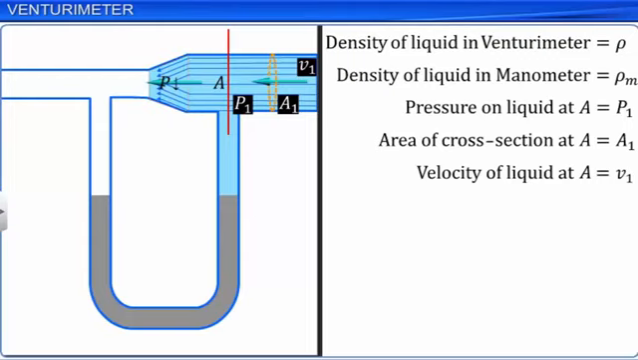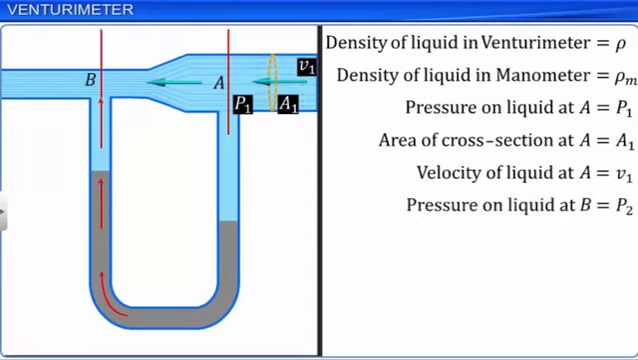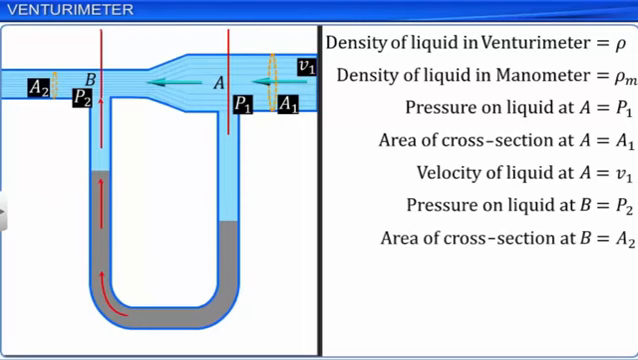decreasing the pressure therein. This decrease in the pressure at the constriction creates a vacuum and sucks up the liquid in the manometer limb. Therefore, the liquid in the manometer limb connected to the constriction rises. Consider a point B on constriction. Let P2 be the pressure on the liquid, A2 be the area of cross-section, and V2 be the velocity of the liquid at B.